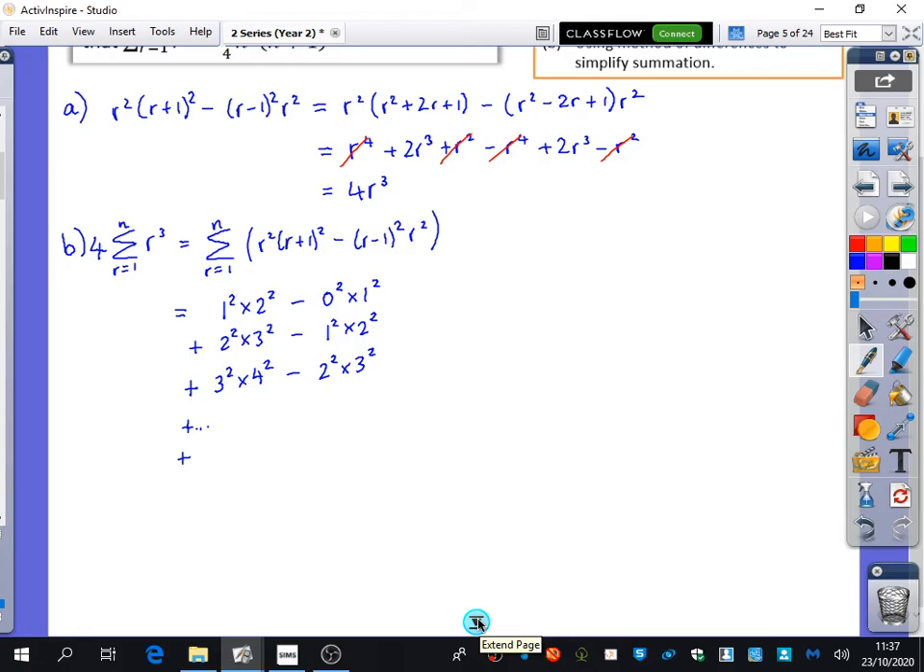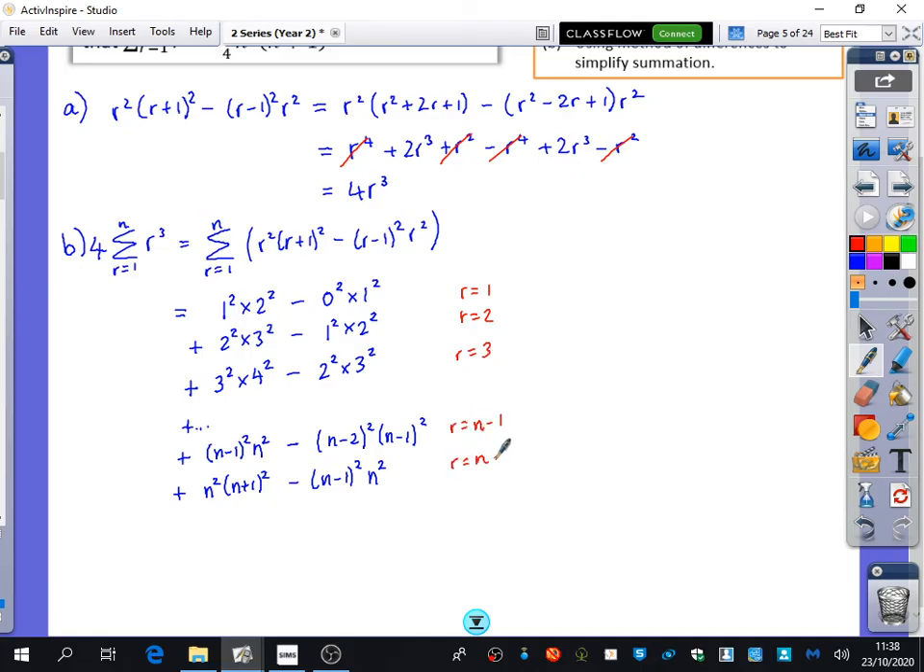So I'm going to do n minus 1. That would be an n minus 1 squared. n minus 1 plus 1 is just n, so it's n squared. Then it's going to be n minus 1 minus 1, which is n minus 2 squared, n minus 1 squared. And then my last line, when r is equal to n, it's n squared, n plus 1 squared, minus n minus 1 squared, n squared. So you may like to jot down, that's when r is 1, 2, and 3, when it's the penultimate one, and when it's the last one that we've got there.